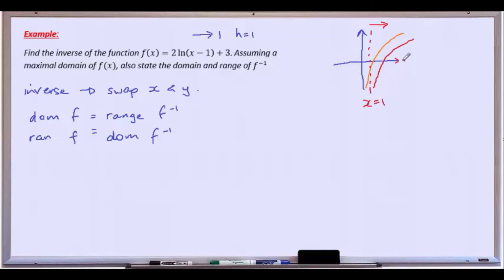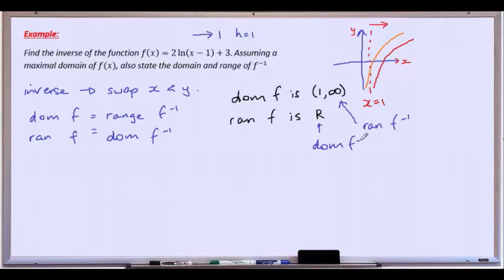So therefore, and don't forget to label our axes there, I know my domain of f will be from 1 to infinity, not including 1, because my log never touches this line. My range of f is all y values, so I can just write R. I know therefore my domain and range of my inverse function will swap. So this will be my range of my inverse, and this would be my domain of my inverse.